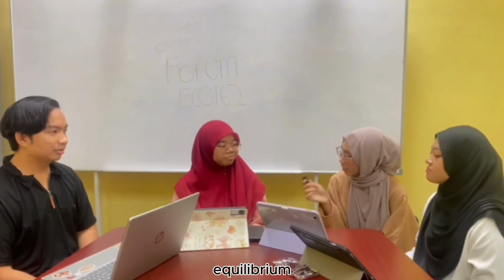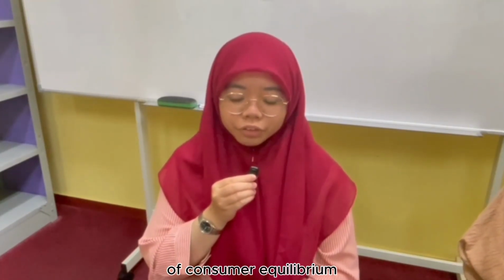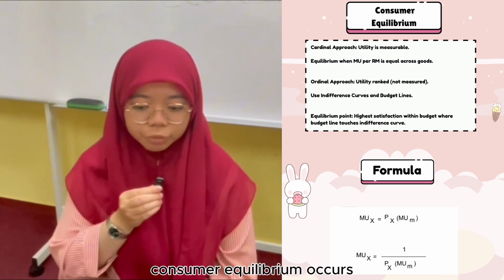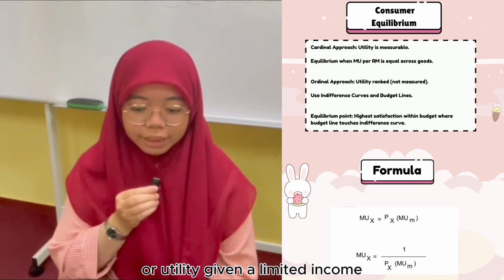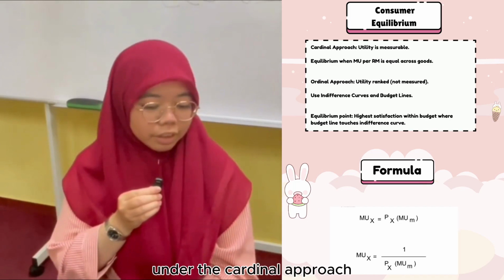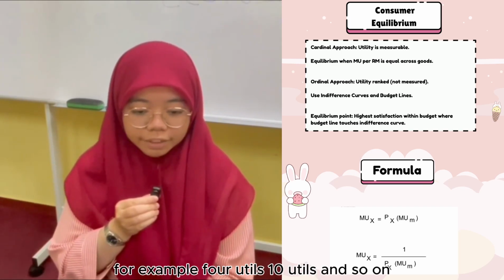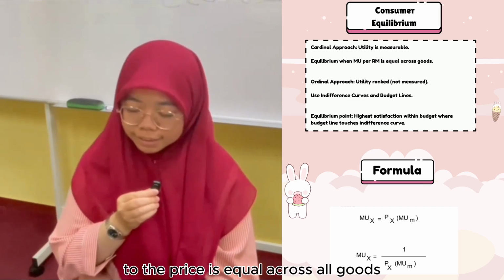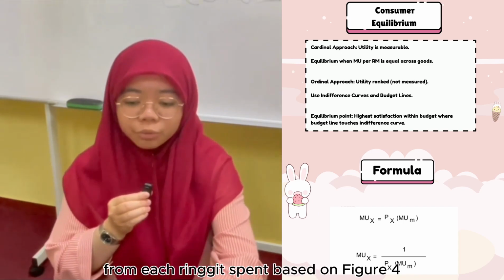Okay, Hanis, could you please explain to us about consumer equilibrium? Of course, today I would like to briefly explain the concept of consumer equilibrium. Particularly through the cardinal approach, consumer equilibrium occurs when a consumer chooses a combination of goods that maximizes satisfaction or utility given a limited income. Under the cardinal approach, utility is seen as measurable, for example, 4 utils, 10 utils, and so on. A consumer reaches equilibrium when the ratio of marginal utility to the price is equal across all goods. This means the consumer gets equal satisfaction from each ringgit spent.